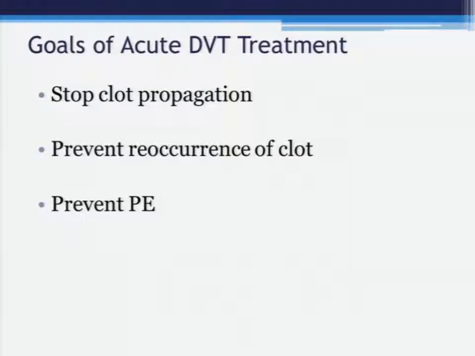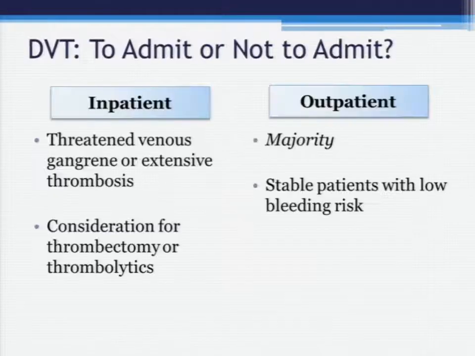All right, so why do we treat DVTs? DVTs are treated to stop the clot from propagating, to prevent recurrence of the clot, and also to prevent PE. So those are our goals in initiating treatment when we're starting someone who comes in with a DVT on anticoagulation. So the question does come up at times, who do we admit to the hospital?